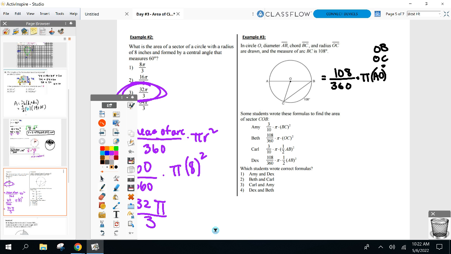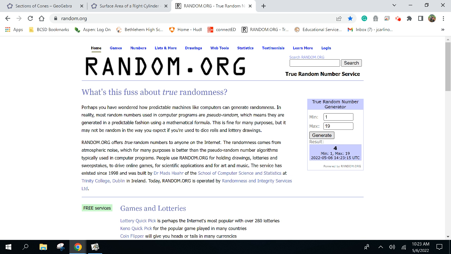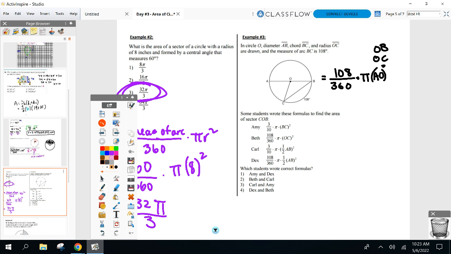Let's go through all the options. Those are our options. So, okay, let's go through these 4. Amy did 3/10 times pi times BC squared. Do we like Amy's or no? If you're going to say no, which is correct, Amy's is incorrect, but why? She's incorrect because BC isn't a radius. She's using BC, and that's a chord, not a radius.